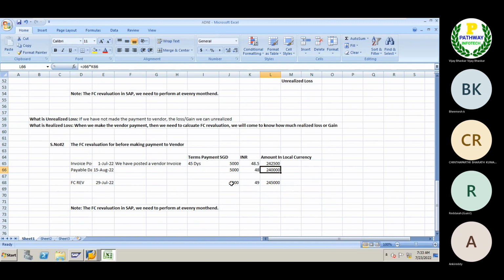Now 48 rupees means, at the time of invoice posting, the exchange rate was 48.5. Now when we are making payment to the vendor, it is 48 rupees. That difference, 2,500 rupees, is there. 48.5 minus 48 means 0.5 we are gaining, so it is a gain for us. It is the 2,500 rupees, it is the realized gain.